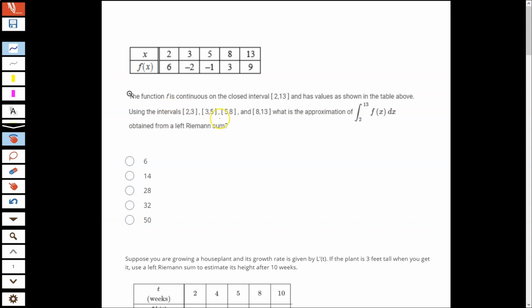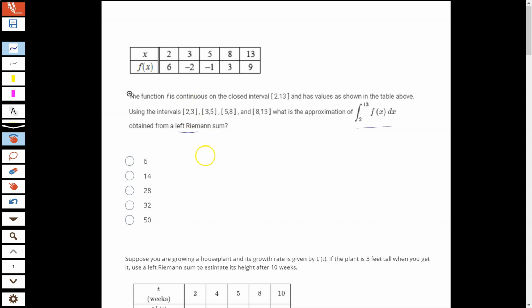So here we want a left Riemann sum to approximate this integral. And this integral goes from 2 to 13, which is exactly the data we have in the table, right? And it also gives us the intervals we should use. And it just goes sort of column by column in the table. But we're going to use this because they could easily have said, like, go from 2 to 5 as your first interval. So we'll pay attention to what they said here.